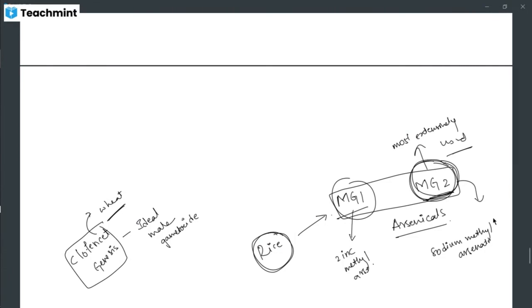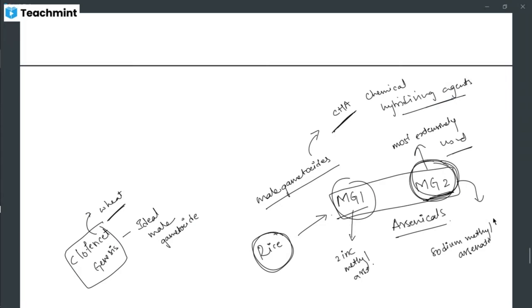Is it okay? There is also another name for these male gametocides. Male gametocides are also known as CHAs, which are chemical hybridizing agents.